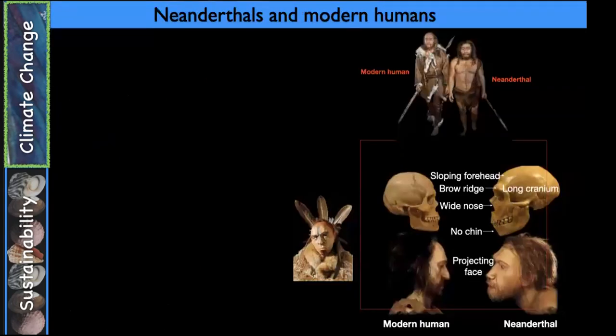So this example I'm sharing with you today is part of my ARC DECRA fellowship, and it's linking paleoclimate records from archaeological sites to understand why at around 40,000 years ago, a time of rapid climate changes, modern humans expanded across the world whilst Neanderthals became extinct, despite many similarities in the two species.